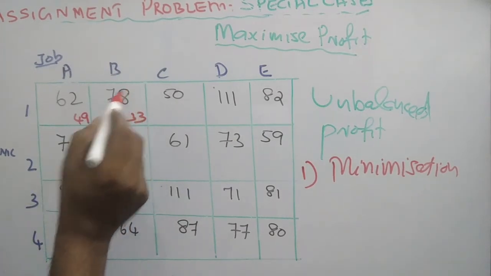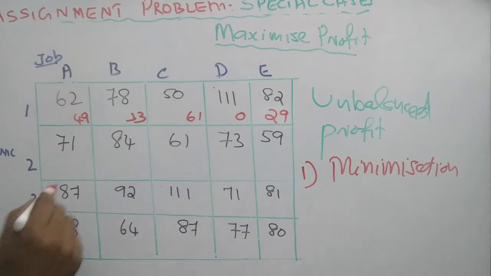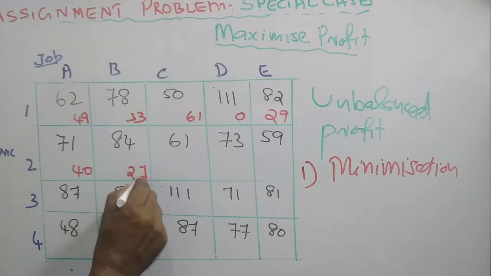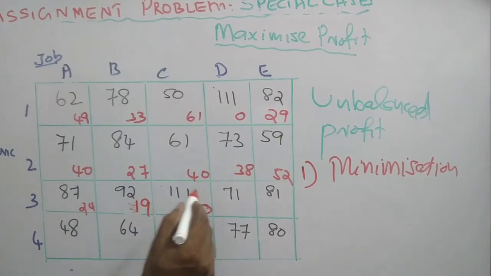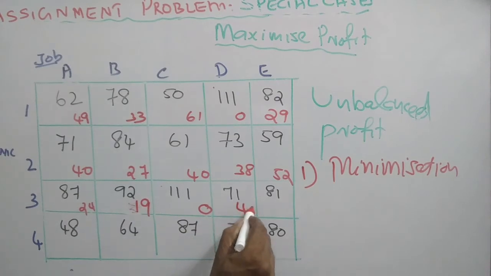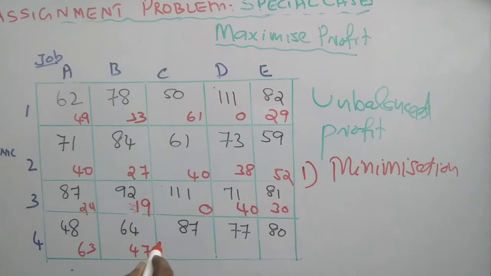Here it is 33, 61, 0, 29, 40, 27, 40, 38, 52, 24, 60, 92, 19, 0, 40, 30, 63, 47, 24, 34, and 31. The figures in red ink denote the cost that is obtained by subtracting each and every element from the largest profit coefficient.